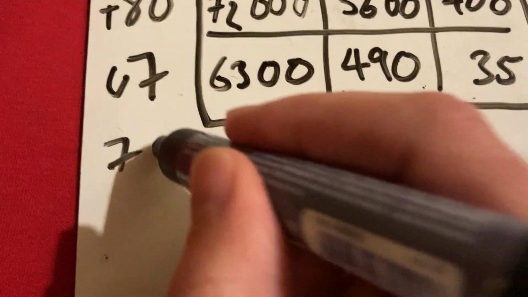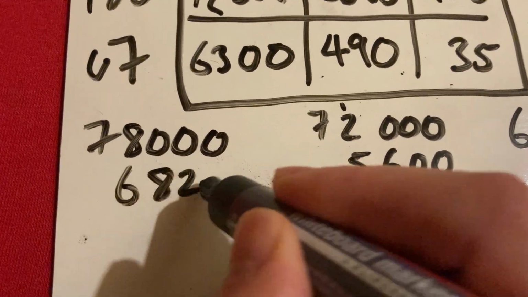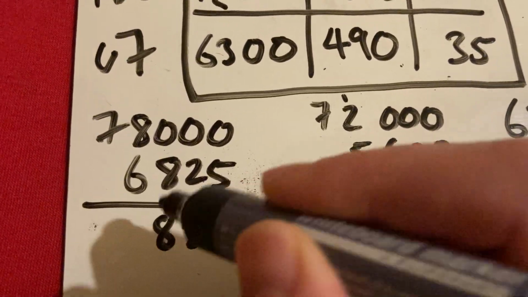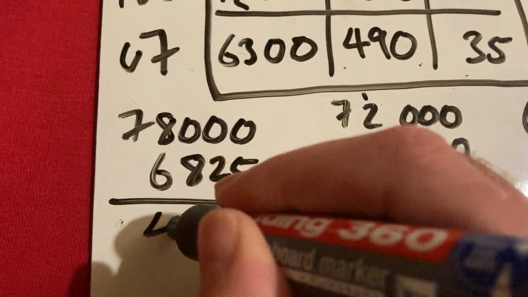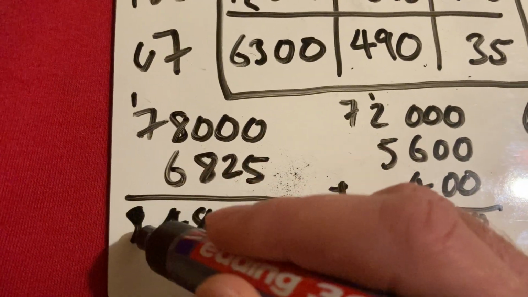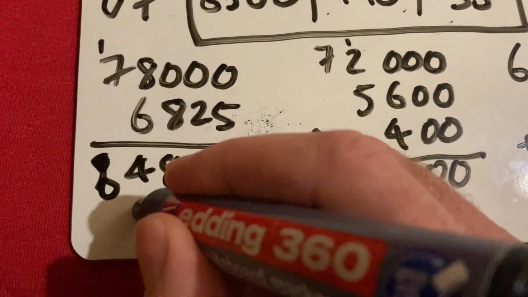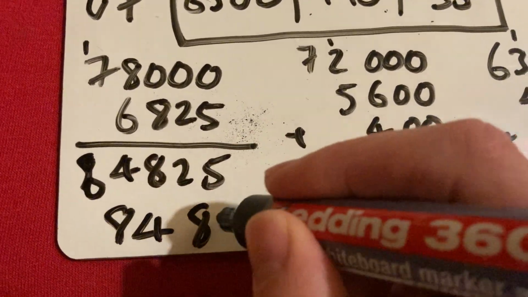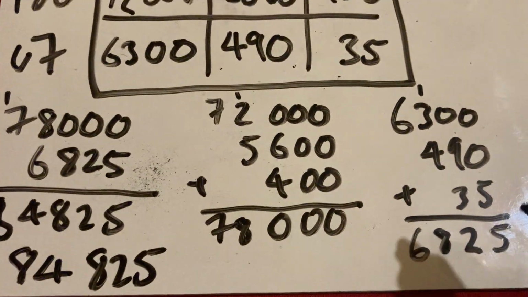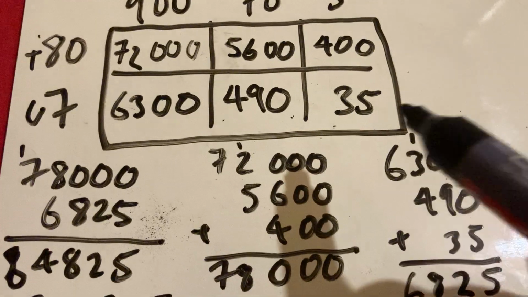I'll do that here, 78,000 plus 6,825, and I get, adding all those sections, 8 and 6 is 14, carry that 1, 84,825. So I'll write that a bit clearer, 84,825. I could have done that in one long column, but I think it was easier to break it down into that section and then that section.